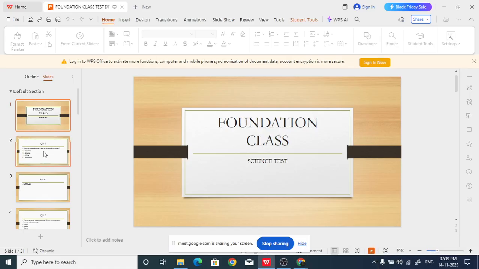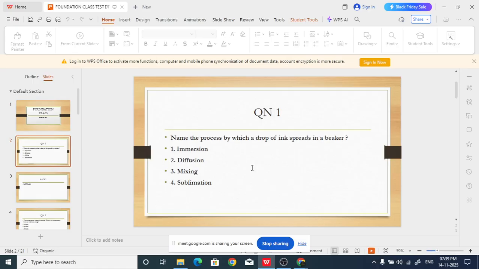Now question number 1. Name the process by which a drop of ink spreads in a beaker. Suppose in a beaker full of water, you are putting one drop of ink. It spreads, you know that. What is that process called? Immersion, diffusion, mixing, sublimation.